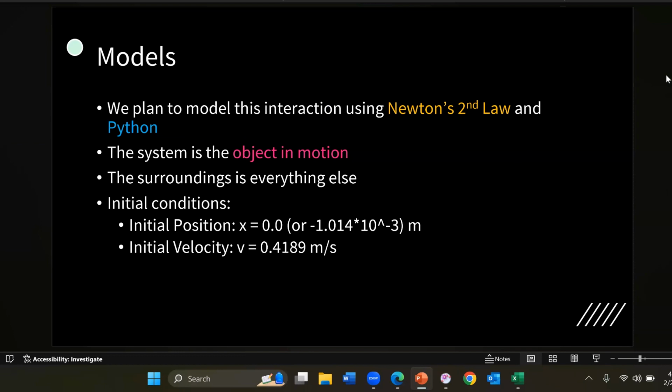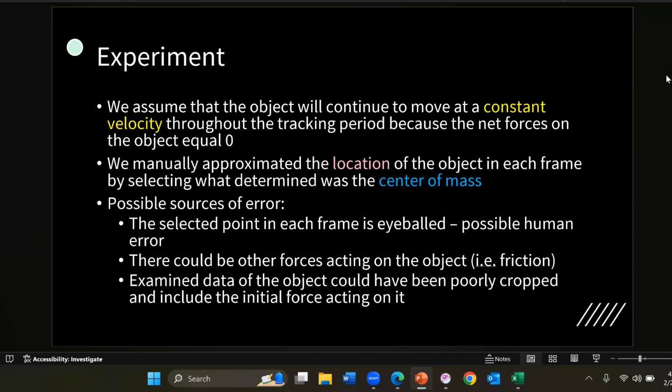The initial position is x equals 0 meters, or minus 1.04 times 10 to the minus 3 meters given in Tracker. And the initial velocity, calculated by the change in position divided by the change in time from the first frame to the second, is 0.4189 meters per second. We assume that the object will continue to move at a constant velocity throughout the tracking period because the net force on the object equals 0.